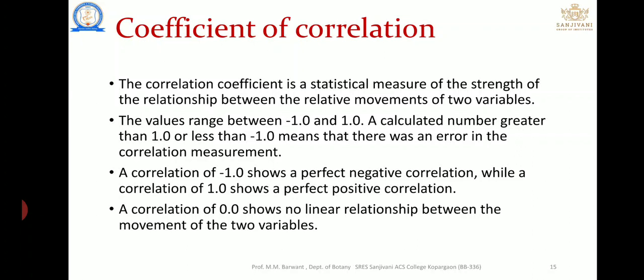If it is calculated as greater than 1.0 or less than minus 1.0, it means there was an error in the correlation measurement. Simply, if it is more than 1.0 or less than minus 1.0, our calculation is in error. A correlation of minus 1.0 shows a perfect negative correlation, while 1.0 is a perfect positive correlation. Correlation 0 shows no linear relationship between the two variables.